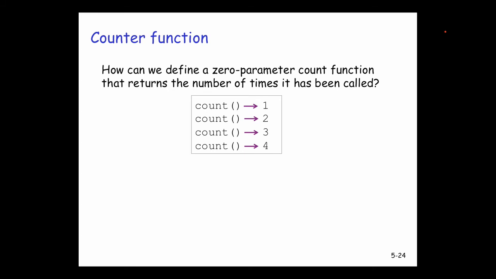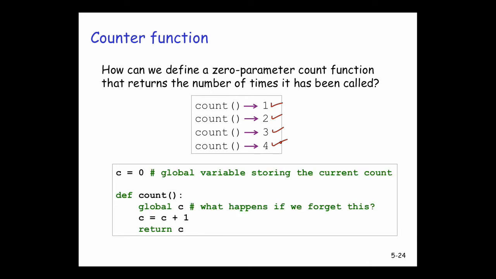The ability to declare a variable global within a function is incredibly important for any function that maintains state. So here's an example of such a function. Here we have a count function, and what count returns is the number of times it's been called. The very first time we call it, count returns 1, the second time returns 2, third time returns 3, fourth time returns 4, and so on. How can we possibly implement such a function? Well, here's a simple implementation.